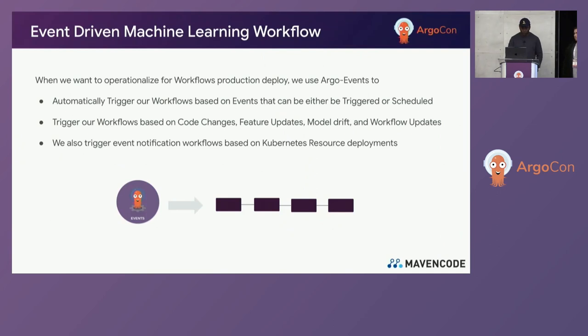So when we want to operationalize our workflow in production, we're basically leveraging Argo Events. Argo Events is kind of like the listener for us to automatically trigger all these workflows based on code change, feature updates, or model drift, if we want to update our pipeline and things like that. We also trigger these events based on Kubernetes resource deployment, basically monitoring the state of a resource, especially with KServe. Alex is going to talk about that in a little bit.